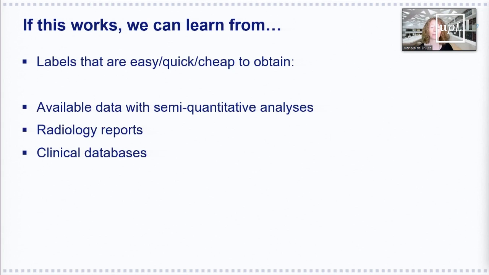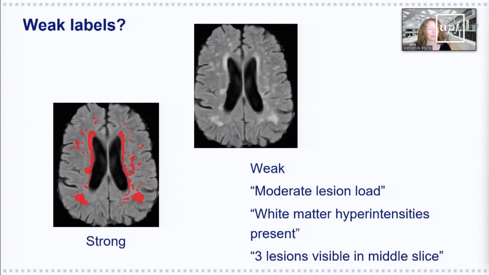Now, if we can train our models on this, maybe I should reiterate what I mean by weak labels: labels that provide less information than what you want to predict. So if we are predicting the number of lesions, then that would be a strong label. If we predict the number of lesions and optimize based on the number of lesions, but at the same time obtain a segmentation of this image, then it's a weak label.